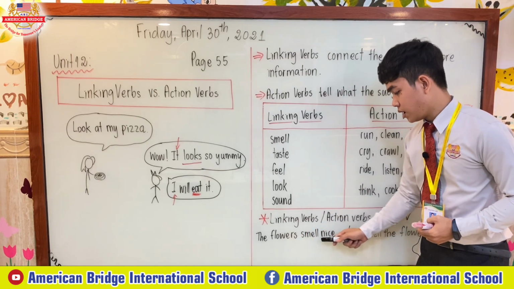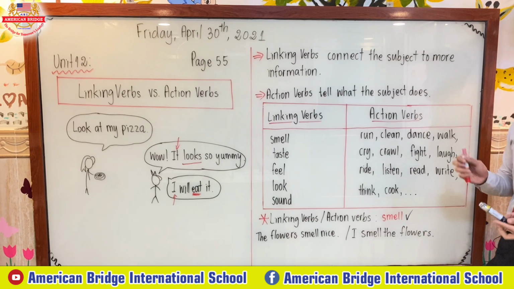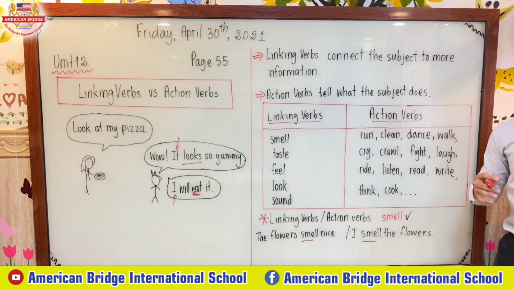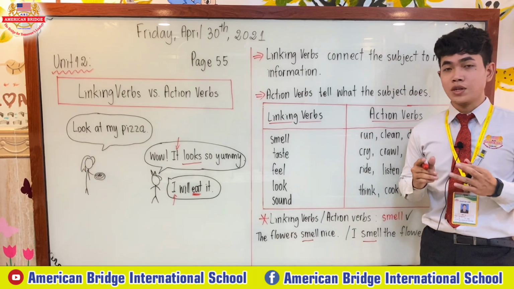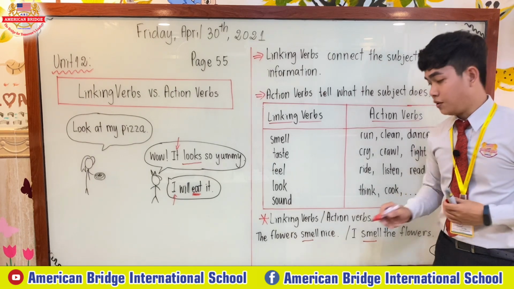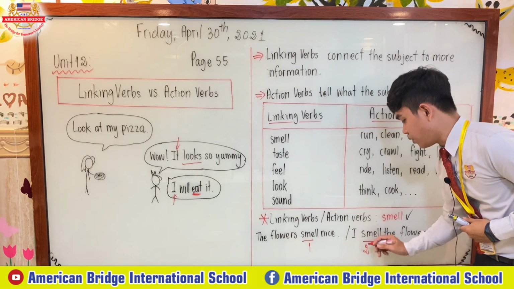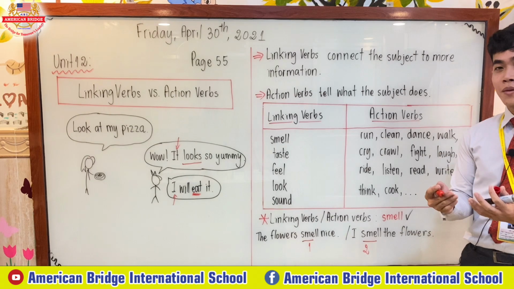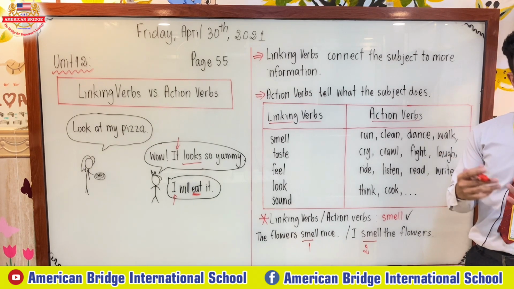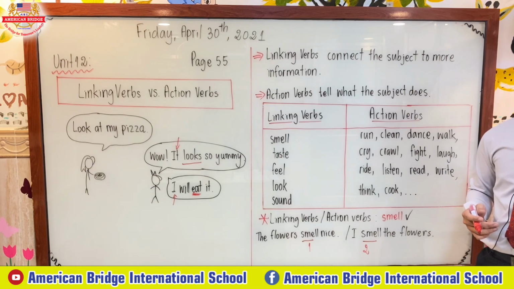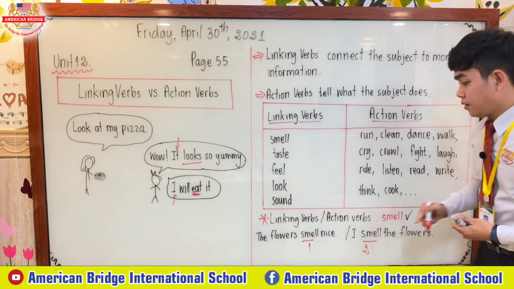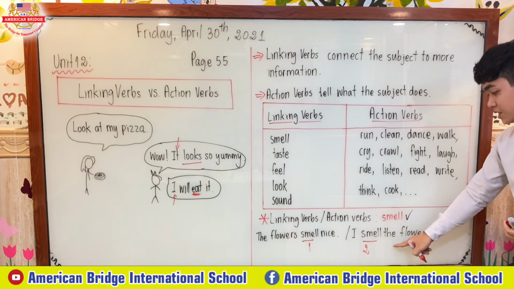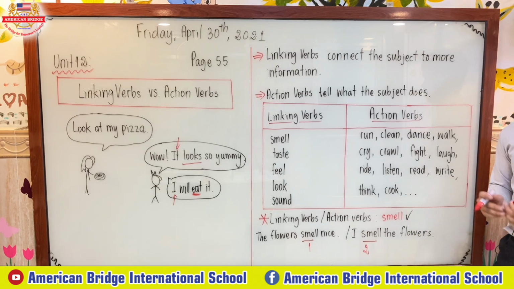Between the flowers smell nice and the second one, I smell the flowers, the verb that we use is the verb smell in a sentence, right? Okay, but which one is the linking verb and which one is the action verb? The first one or the second one? Can you tell me? And why do we call it the linking verb, and why don't we call it the action verb? Okay, you might think the first sentence is the linking verb, and the second one is the action verb. You are correct.